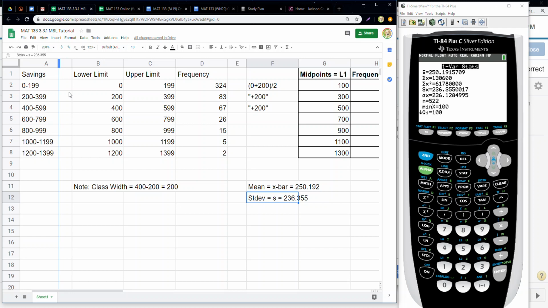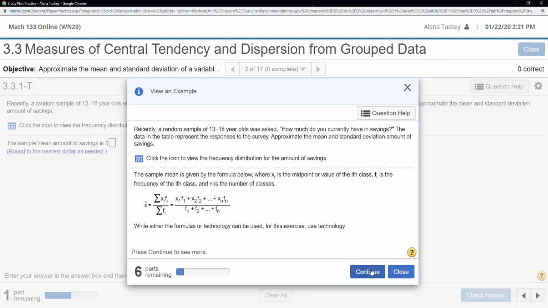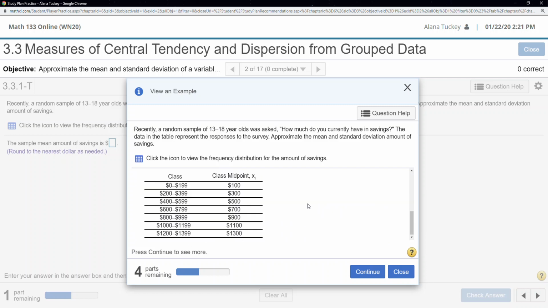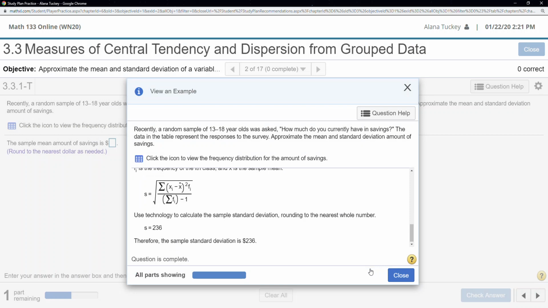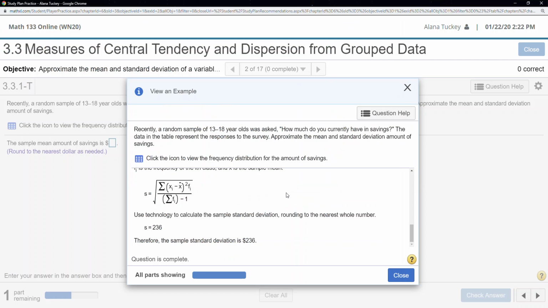And then I think we're done. I think that answered all the questions they wanted, but let's double check real quick with the problem. So I can click continue through all of this. They're showing the by hand method, but we don't have to do it by hand, so we don't need it. Notice they found the midpoints just like we did. Oh, and they rounded to the nearest whole number. So they did 236 and 250, which is fine. They went 250 here for the mean instead of 250.192. Usually they'll tell you somewhere how many decimal places they want it rounded to.